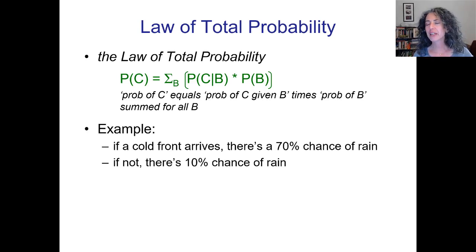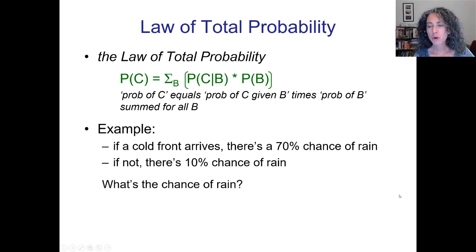So I'm going to give an example with weather. And I'm not a meteorologist. I don't know anything about weather. So this might be nonsensical, but just bear with me. I'm going to say if a cold front arrives, there's a 70% chance of rain. And if not, if the cold front doesn't arrive, then there's only a 10% chance of rain.